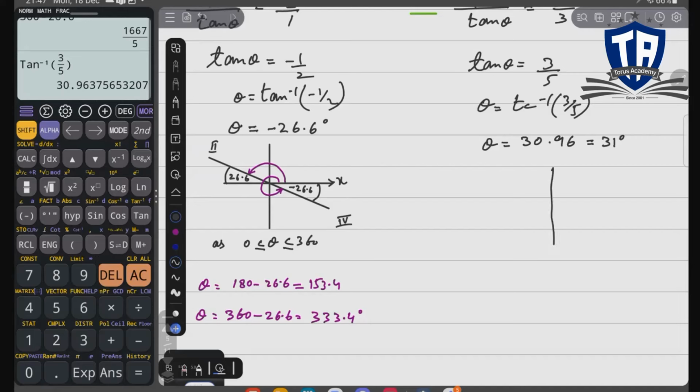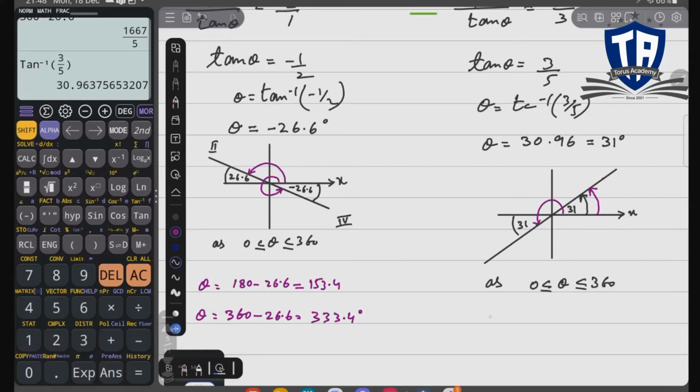The angle is positive. When we plot this angle into the quadrants, it is an acute, positive angle, so it would lie in the first quadrant. The angle is 31 degrees. Tan is positive in the third quadrant, so the other angle would be in the third quadrant. As the domain value lies between 0 and 360, where 0 is included and 360 is included, the first angle would be 31 and the other angle is in the third quadrant.